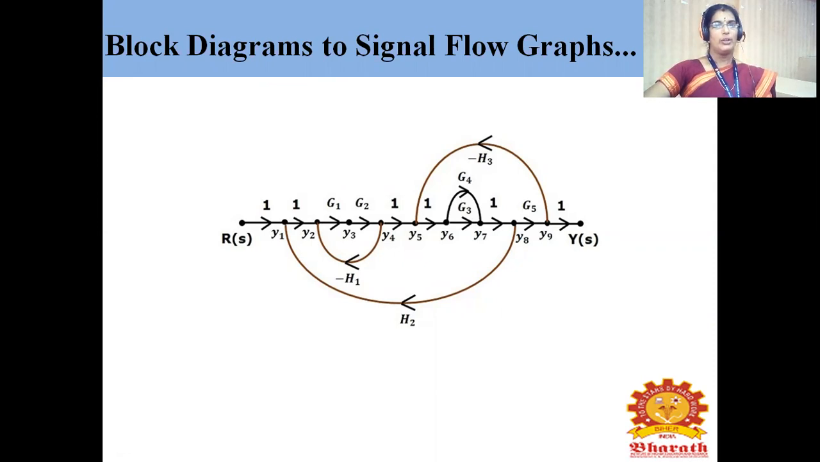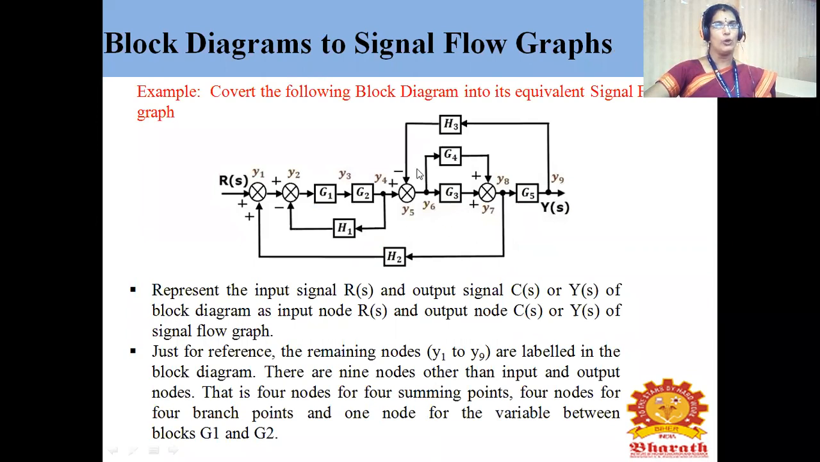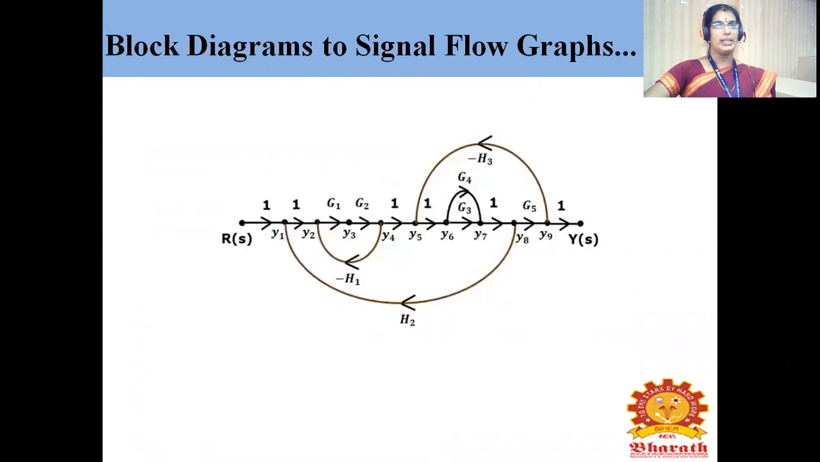After that, using Mason's gain formula, we can find the transfer function of the given system. In a block diagram, it will be very tedious because we have to use all the rules to simplify the blocks and then find the transfer function. But in this case, directly using Mason's gain formula, we can obtain the final transfer function of the given system. This is about a signal flow graph, and we have discussed all the terms and all the steps carried out, and how to find the transfer function using a signal flow graph.